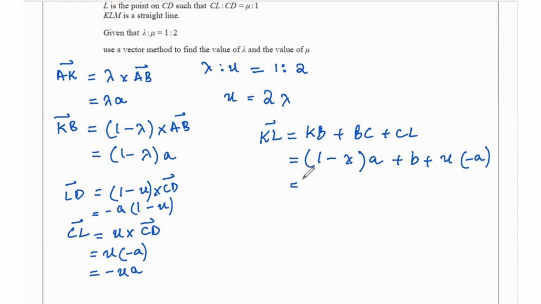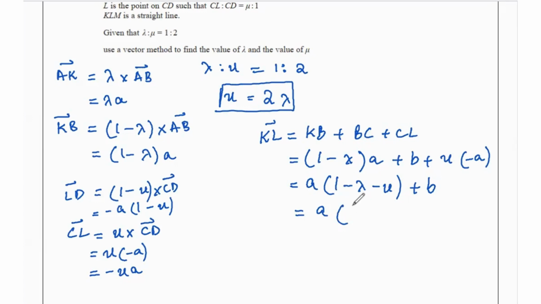Now if we combine the A components, that's A bracket 1 minus lambda minus mu plus B. We've already said that mu equals 2 times lambda. So let's replace mu with 2 lambda. So 1 minus lambda minus 2 lambda plus B. A bracket 1 minus 3 lambda plus B. So this is the equation for KL.